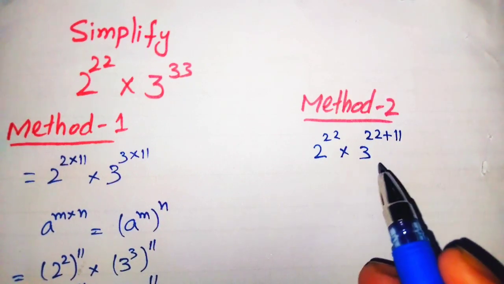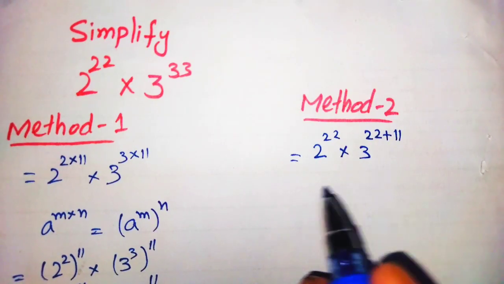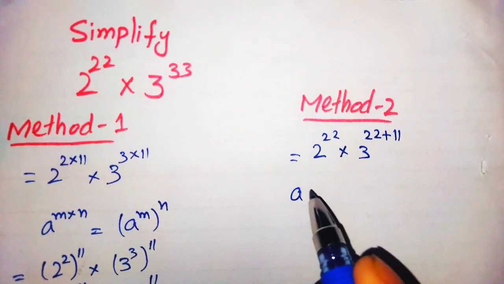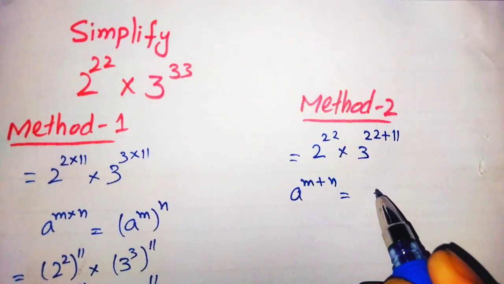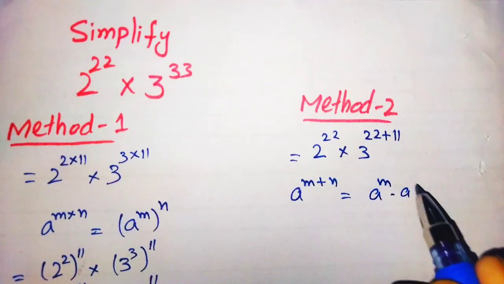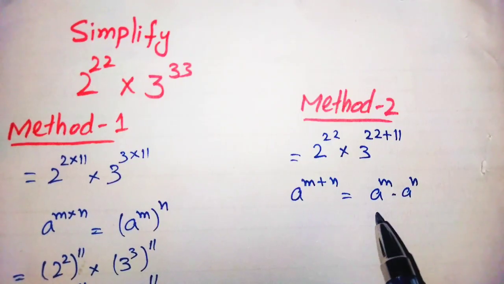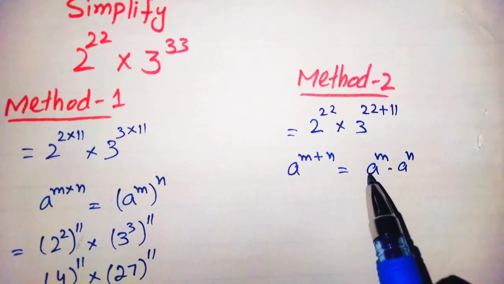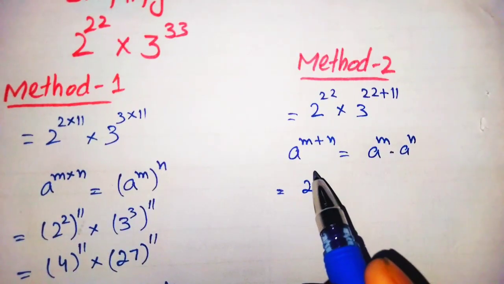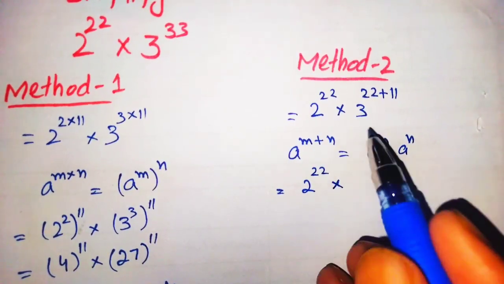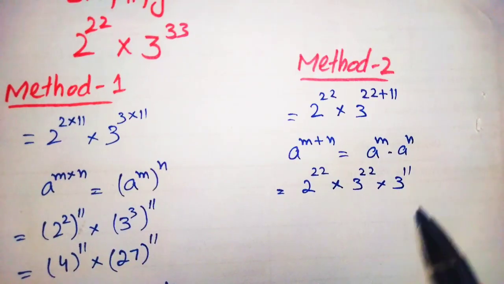Now we can write this with separate powers according to the formula. If there is a raised to power m plus n, then we can write it as a raised to power m times a raised to power n, that is, with the same base, separate powers, and multiplying with each other. So according to this formula, we can rewrite this expression as: the first term will remain as it is, 2 raised to power 22, times 3 raised to power 22 times 3 raised to power 11.